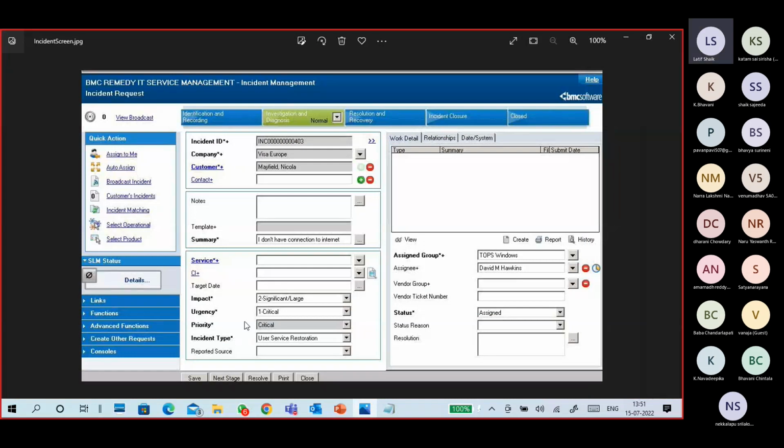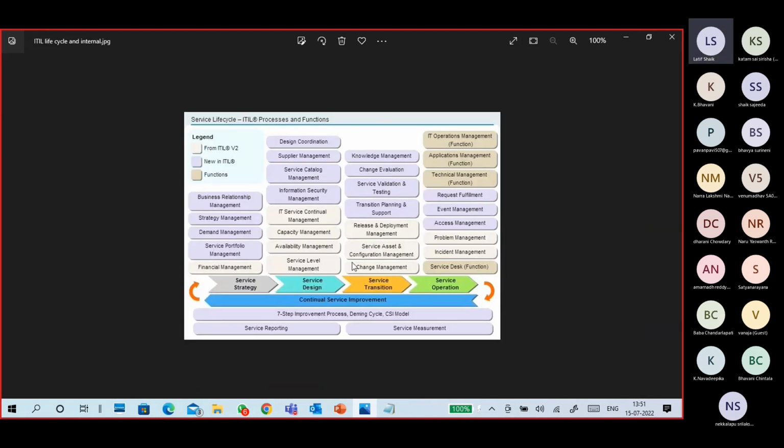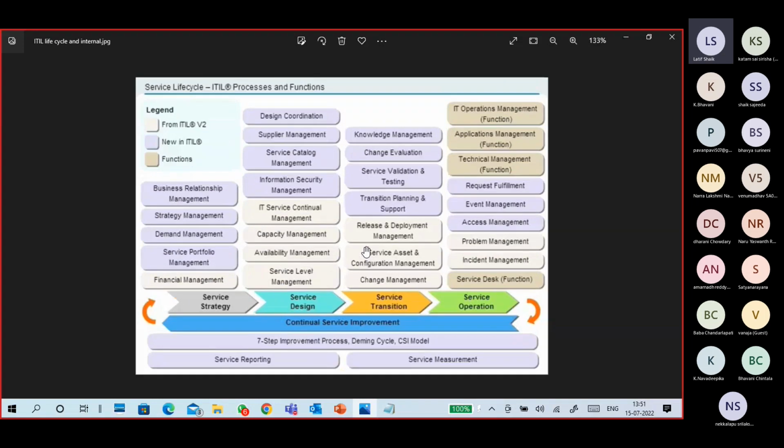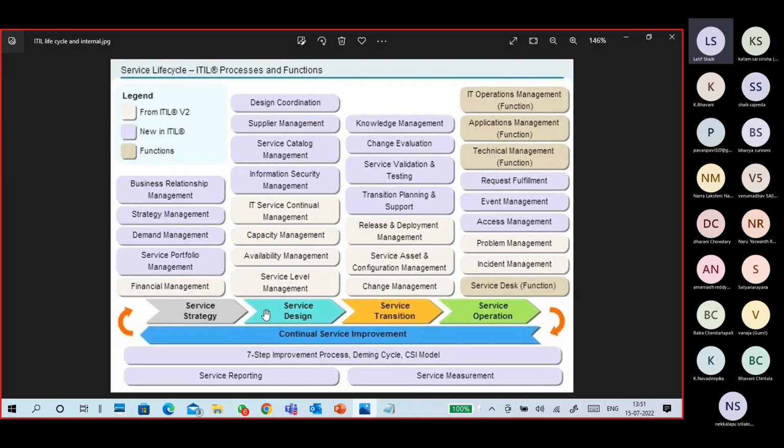This is the BMC Remedy board style. It is the incident management picture. These are the life cycles and the internal life cycles, guys. Look at it once. Service strategy is underlined. It includes financial management, service portfolio management, demand management, strategy management, and business relationship management.